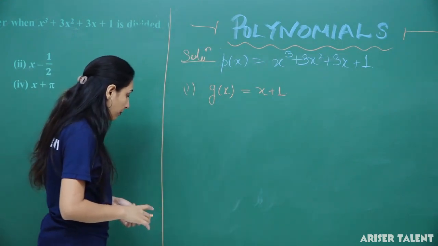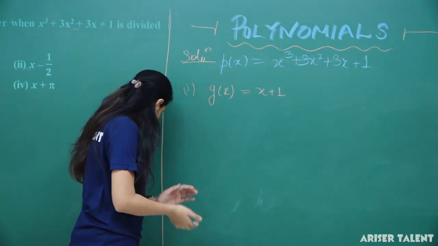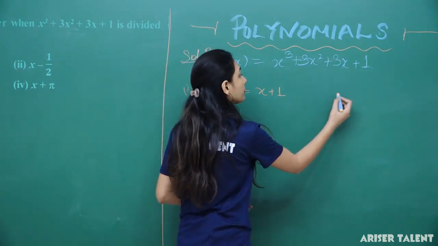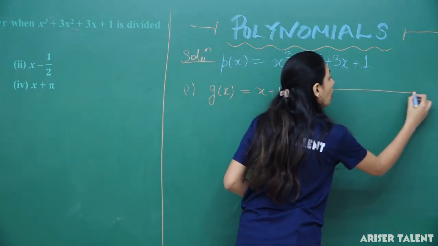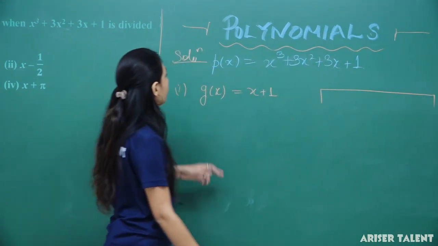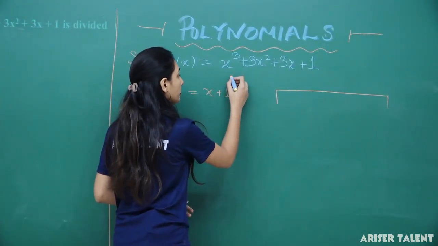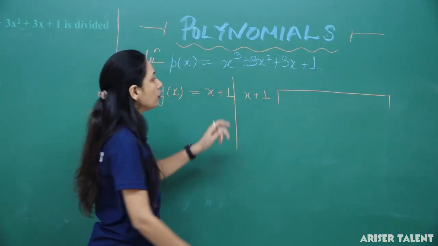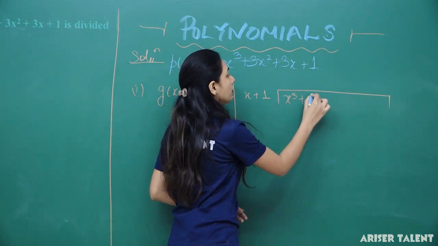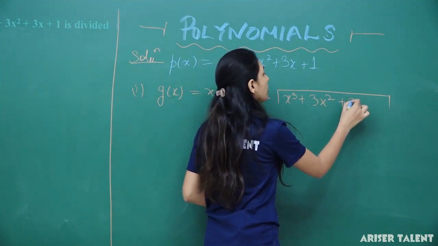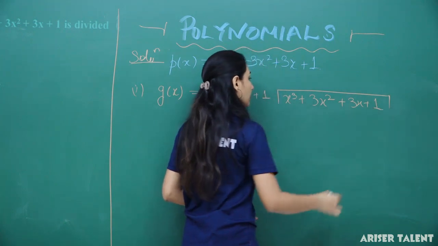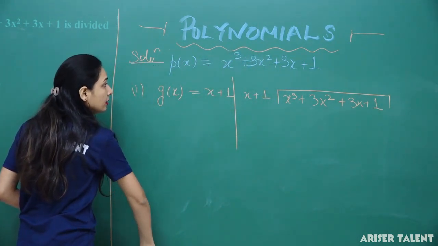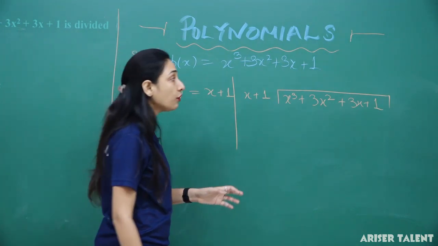Now what you have to do, you know it very well, I have told you. You have to perform the long division method. x plus 1 this side, then x cube plus 3x square plus 3x plus 1. Is that so? Okay. Then follow what I have told you.